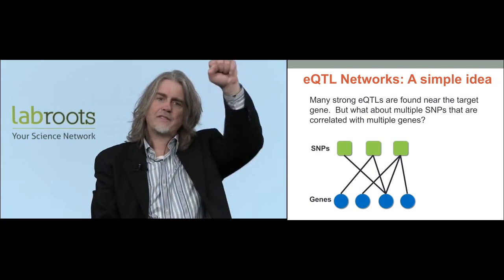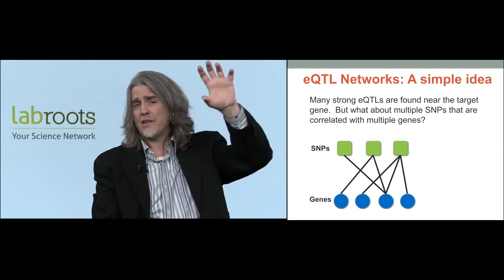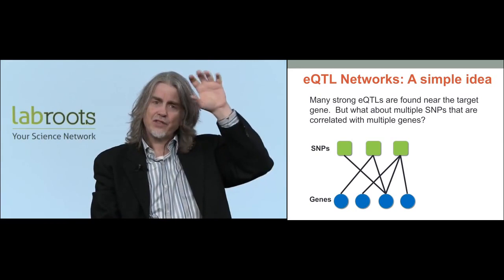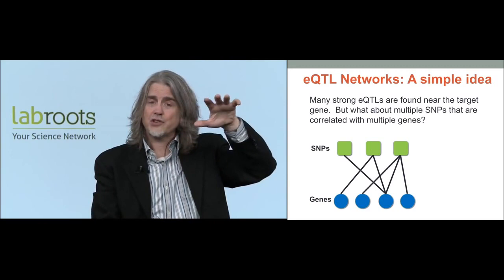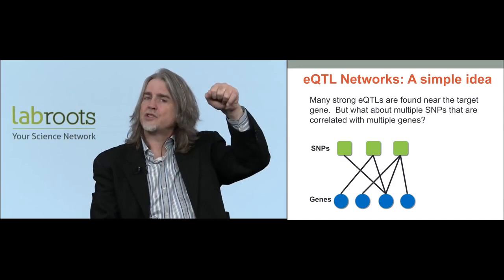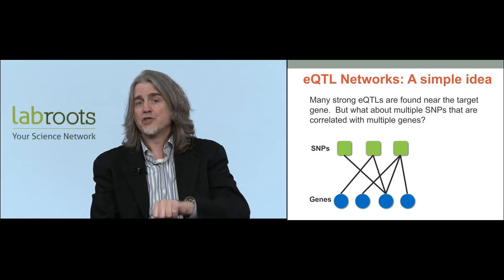In the case of the diagram I'm showing you, we have squares and circles, or SNPs and genes. And in a bipartite graph, the squares are only connected to circles. The circles are only connected to squares. We don't have associations between SNPs. We don't have associations between genes. We only have associations in the model between a SNP and the genes it's correlated with, or the gene and the SNP that it's correlated with. So we represent the data as a bipartite graph.